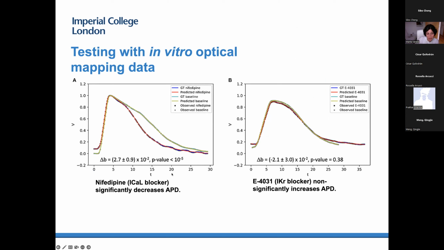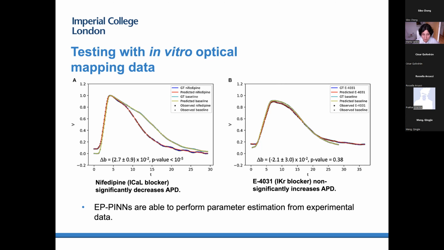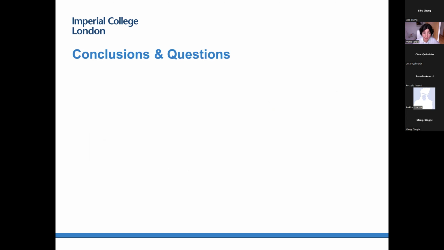This is nifedipine, which decreases APD, and the PINNs are able to detect that and see a significant difference in B. For this drug, the PINNs don't see a significant difference, but looking at it, there's not much of a difference in action potential duration. So I think that's actually a good thing. They're not finding differences that are not present in the data. So this opens up the idea that the PINNs can be used to identify the effect of drugs on these action potentials in quite a lot of detail. And that's something we're exploring.